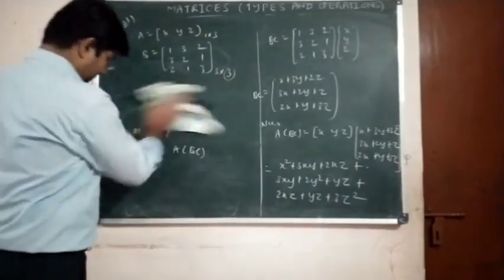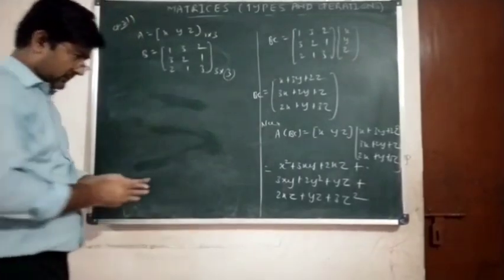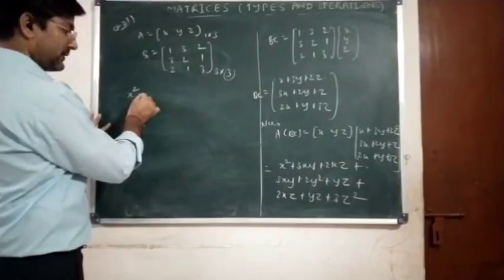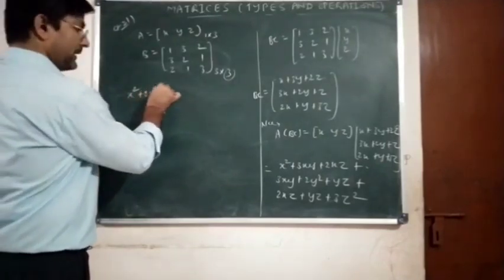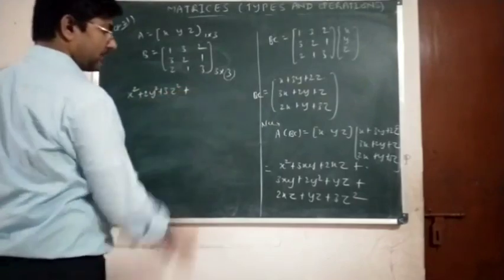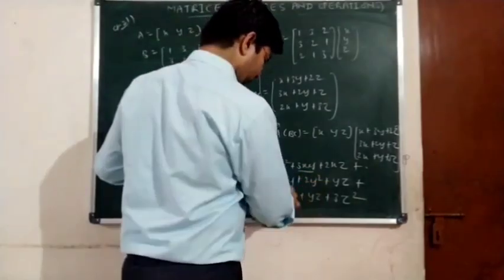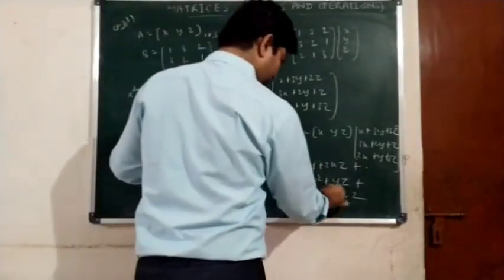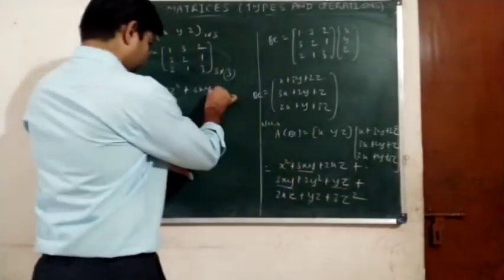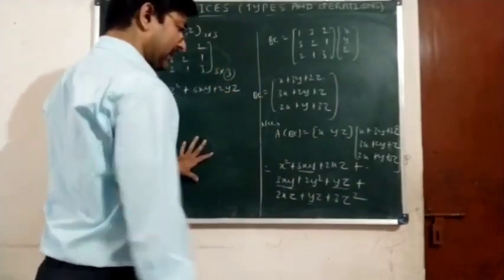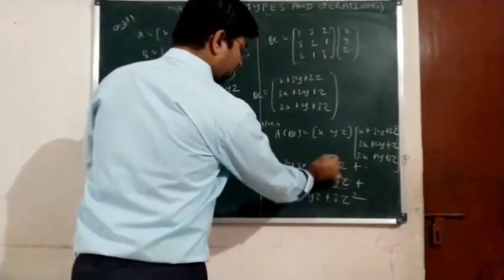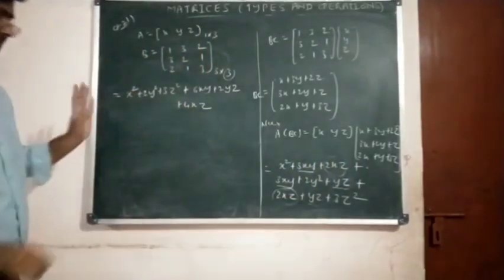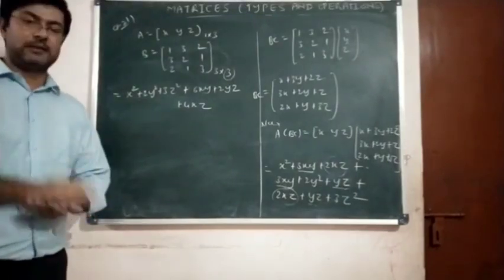So now let us write down the final answer. Squared terms, we will write down first: x square plus 2y square plus 3z square, plus xy terms 3xy plus 3xy is 6xy, yz terms yz plus yz is 2yz, and xz terms 2 plus 2 is 4xz. This is the final answer. Clear?